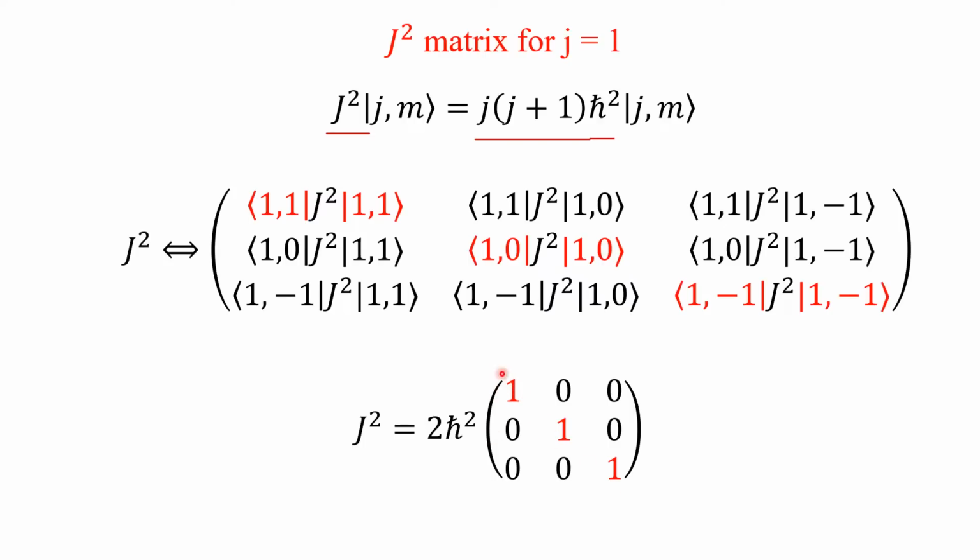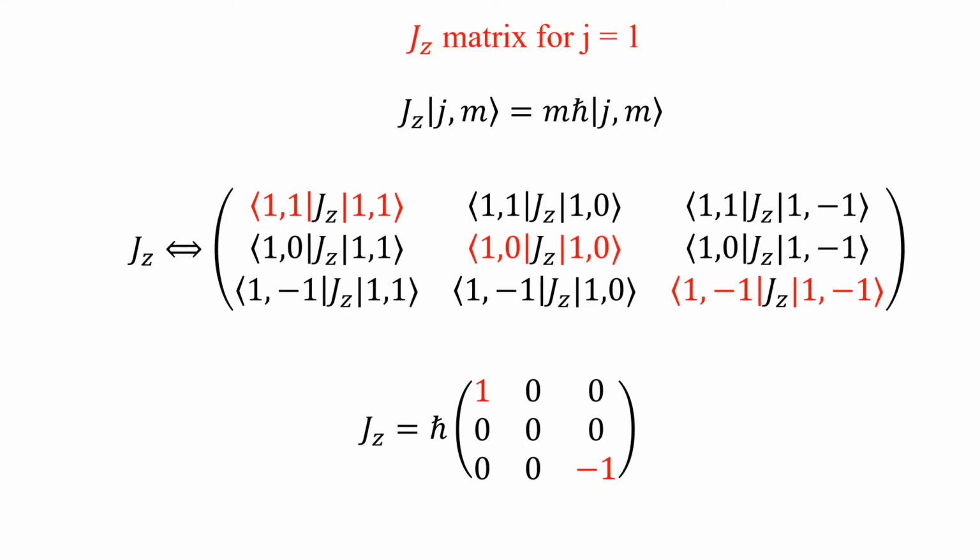times the unit matrix, that is it: 1 0 0, 0 1 0, 0 0 1. So this is about the J squared matrix, which is the simplest case. Now, the next simplest matrix is the Jz matrix. We will see the Jz matrix for J equal to 1.